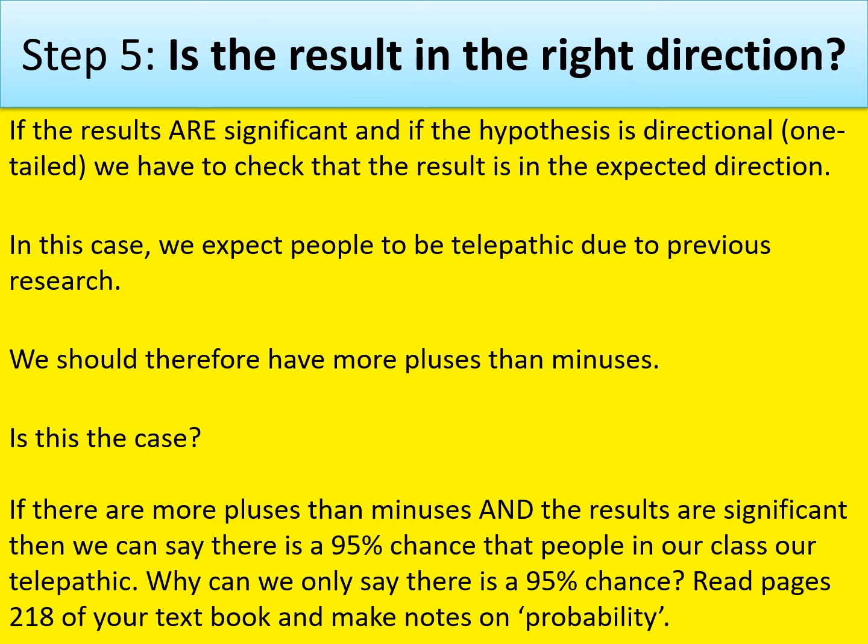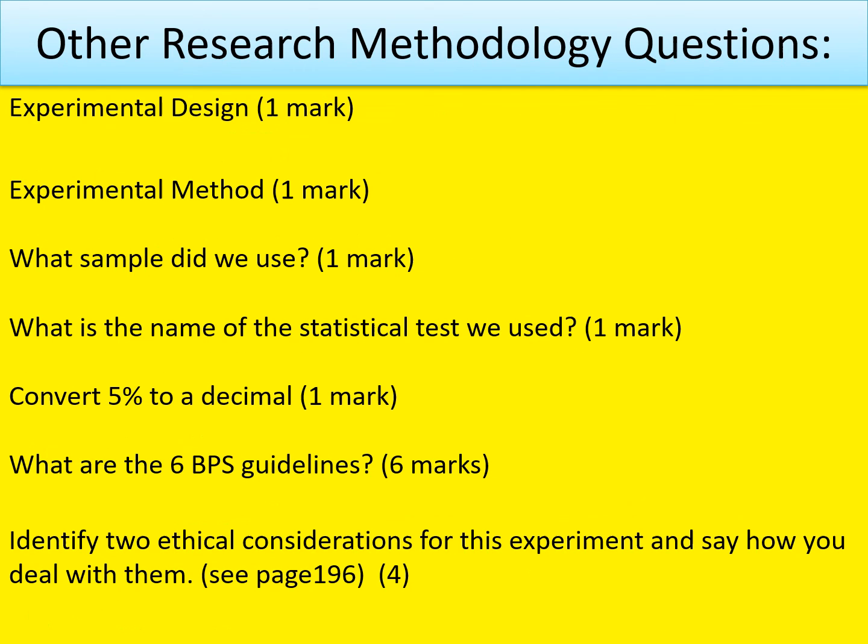And what I'd like you to do, if you have the Complete Companion book, is take a look at page 218 and make some notes on probability. If you've got the green hair book, you'll just have to look up what page it's on. Sorry. So you might want to do a couple of other research methodology questions if you're really in the mood.